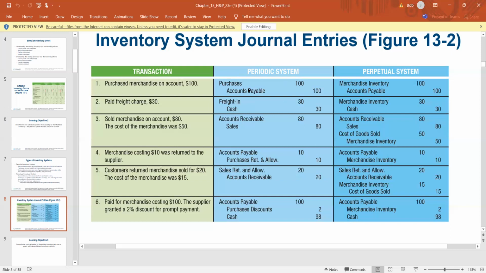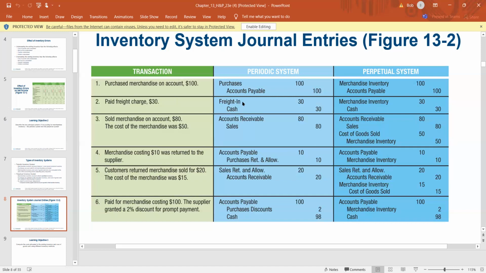Under the perpetual method, you don't debit a cost called purchases. You debit an asset, an inventory. You debit merchandise inventory. One trick in getting this under control, where you see purchases are called merchandise inventory under the perpetual system. Purchases are used in the periodic. Purchases are not used in the perpetual. You talk about the merchandise inventory.